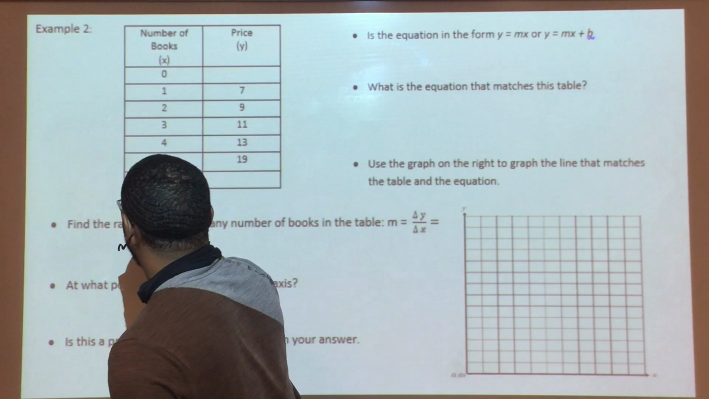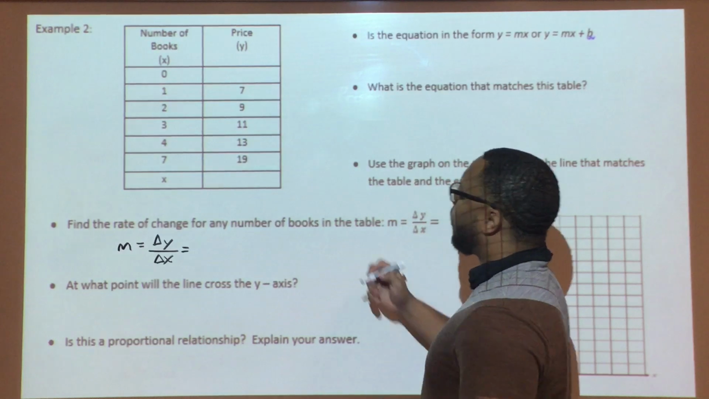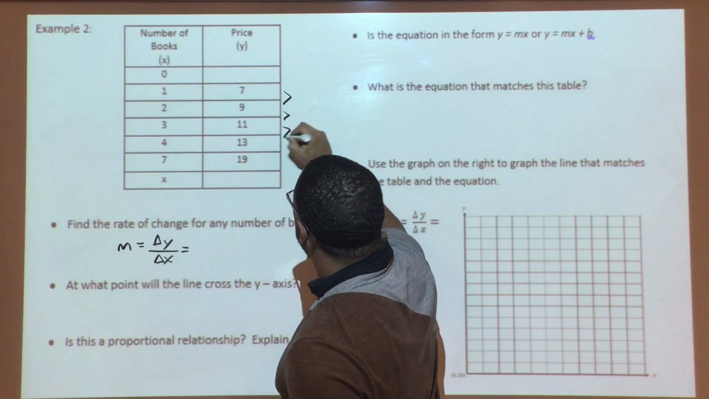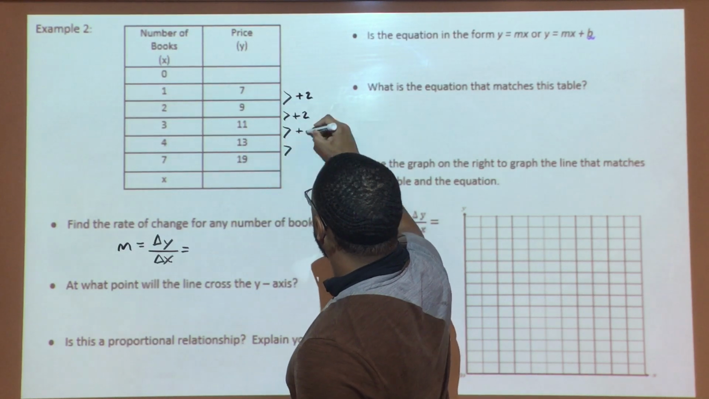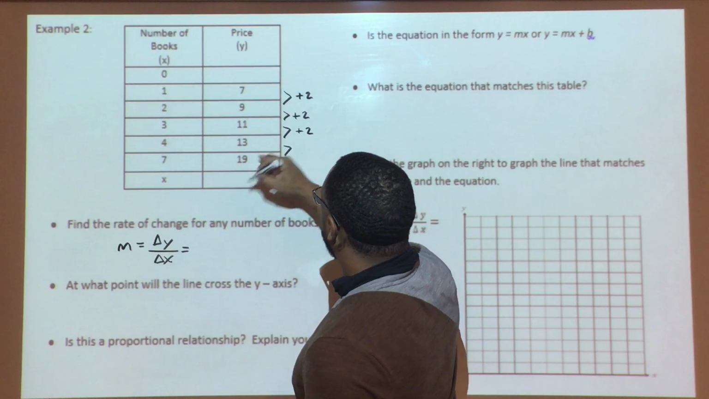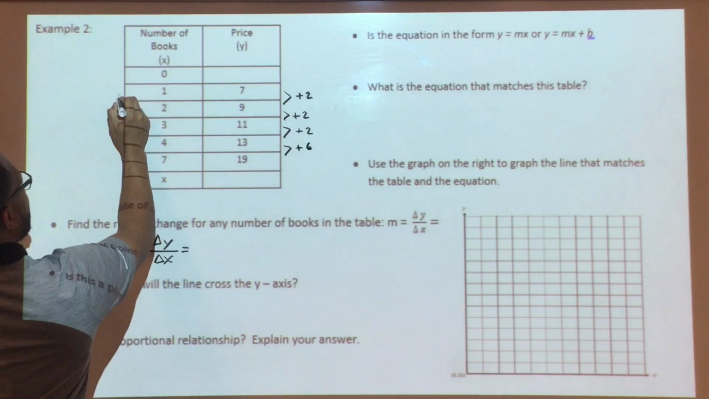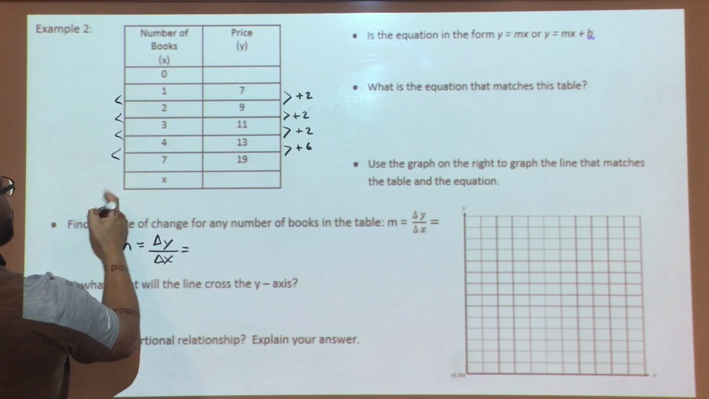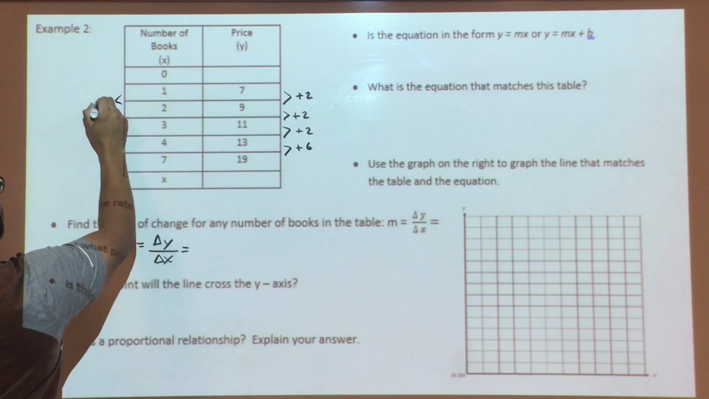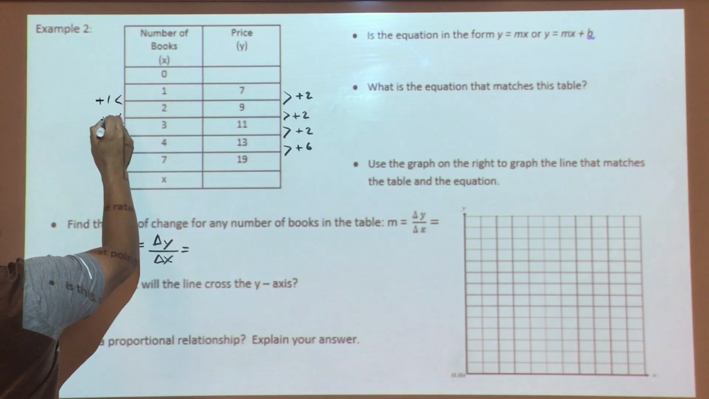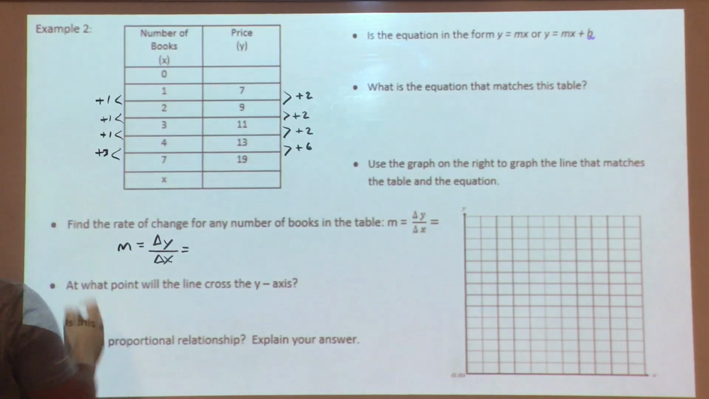To find the rate of change, I'm going to do change in y over change in x. So let's figure out what y is changing by. And I see a change of +2, +2, +2, except when I get from 13 to 19, that's +6. And then if I come over here, you will notice I'm using the same row. From 1 to 2, +1. From 2 to 3, +1. 3 to 4, +1. From 4 to 7, that's +3.